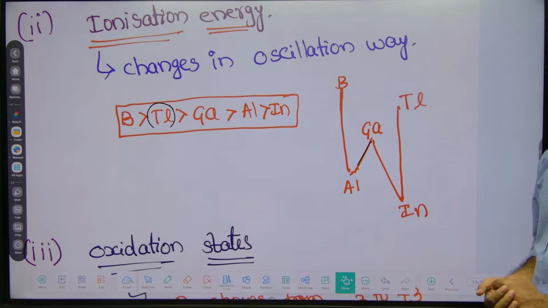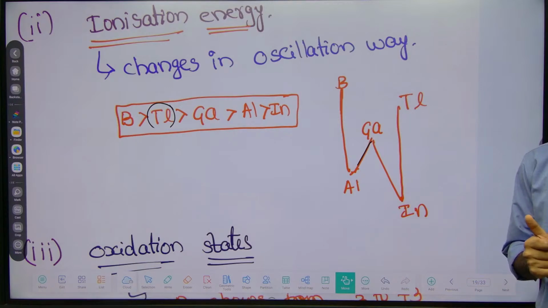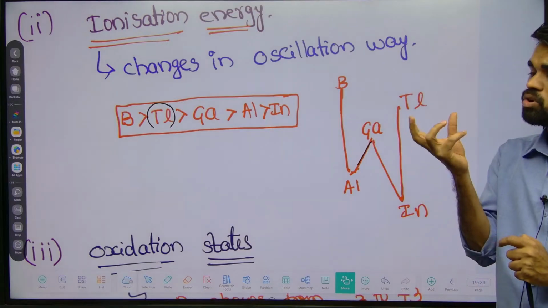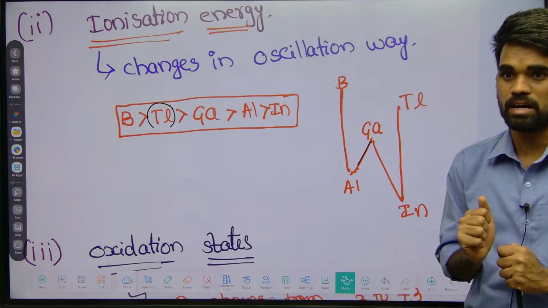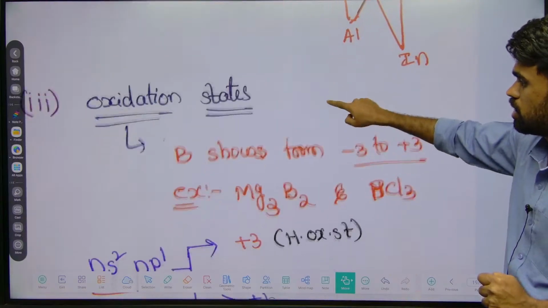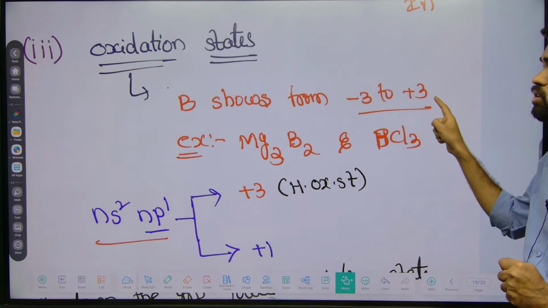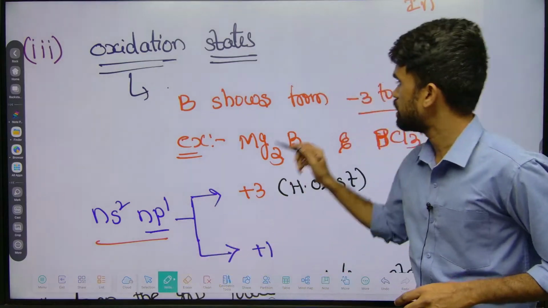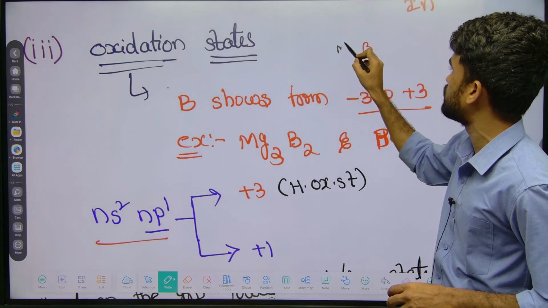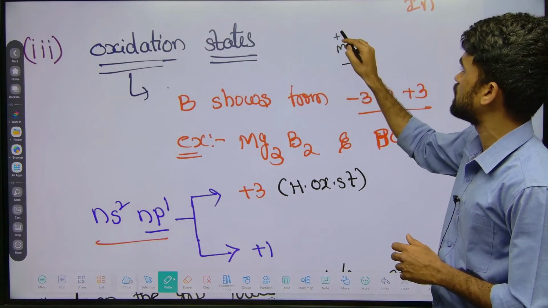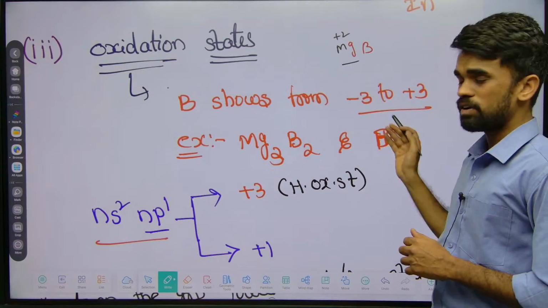Okay. Now, what is the general electronic configuration? ns2, np1. It means what are the most possible oxidation states they will ask? See, boron shows from -3 to +3. Okay. So -3 is where boron is reacting with alkaline earth metals. What am I saying? Alkaline earth metals means definitely they will be +2 charges. Boron will be negative charge.